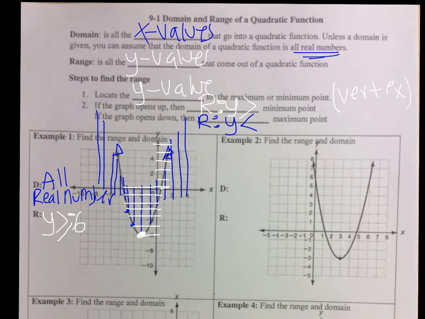Alright, hopefully you gave that a shot. So let's find the domain for this parabola. Again, the domain is all of the x values that go into the quadratic function, or into this parabola. So let's start from the vertex or the center point again. And it looks like we have an x value of 3, 3.5, 2.5, 2.2, 2, 1.5, and all of these x values.